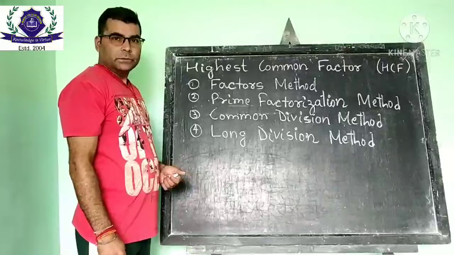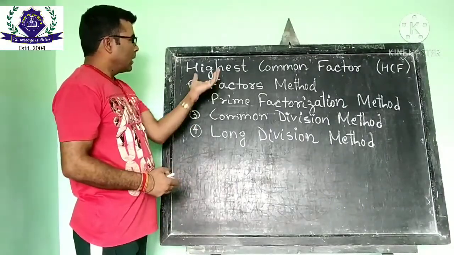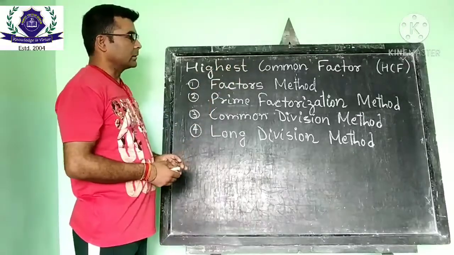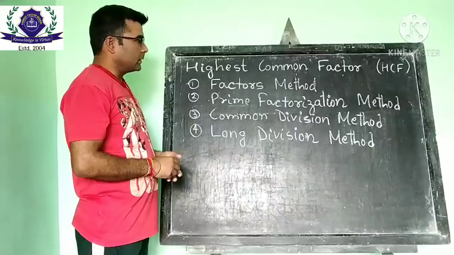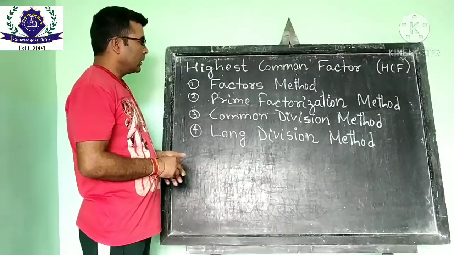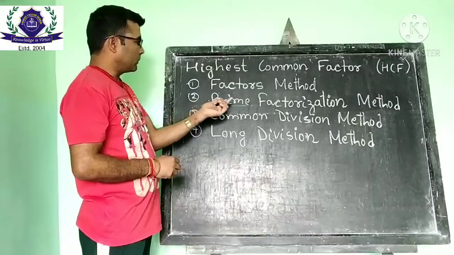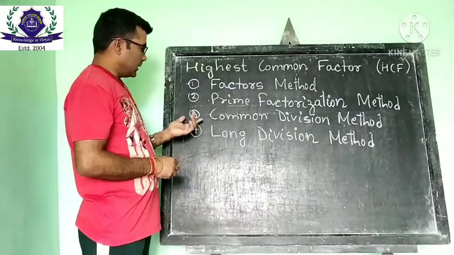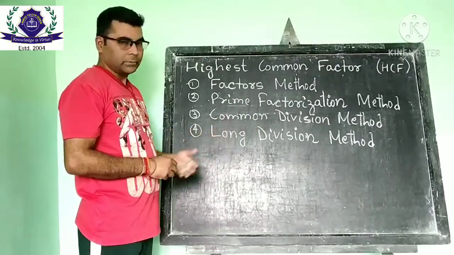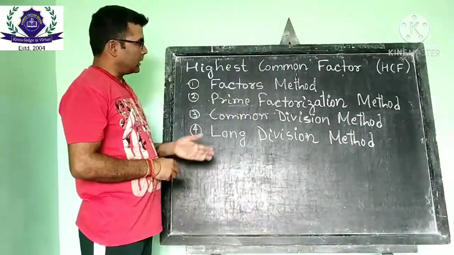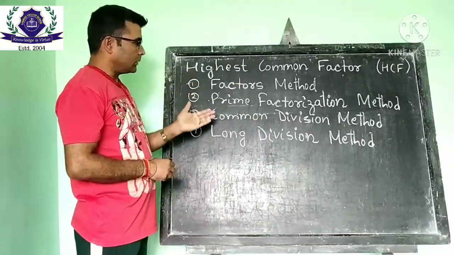Good afternoon, children. Today I am going to teach you how to find highest common factor, that is HCF. There are different methods to find HCF. Number one is factors method, number two prime factorization method, number three common division method, and number four long division method. So today I will teach you how to find HCF using all these four methods.